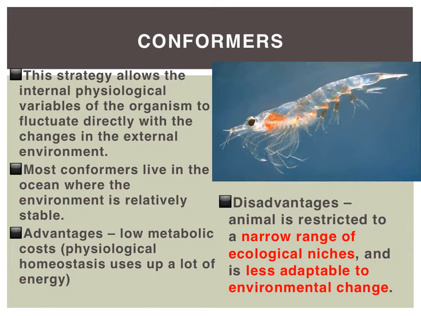Now, I've got this word here, physiological homeostasis. Physiological homeostasis means keeping your internal environment balanced. So, for example, you would keep your salinity inside your body within a certain narrow range, or your temperature within a certain narrow range. So the advantage of being a conformer, that is, you conform to the environment that is there round about you, is that it doesn't cost a lot of energy to do that. So you've got a low metabolic cost.